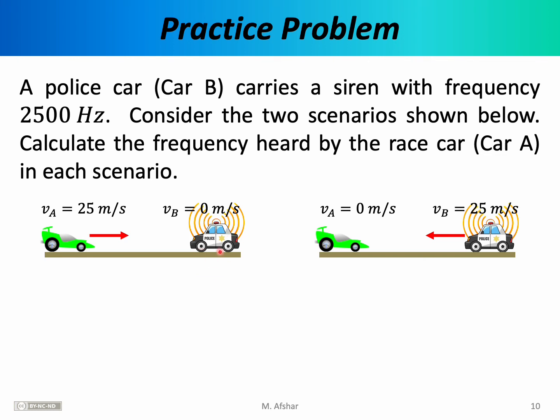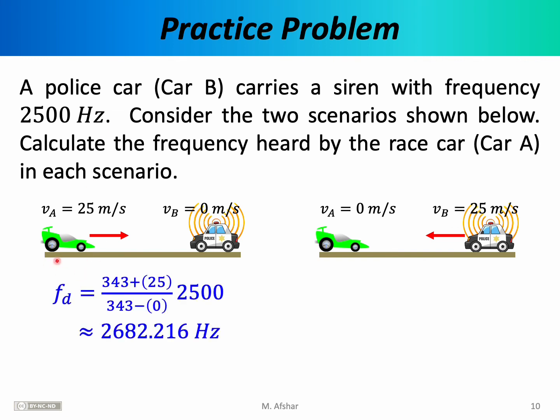So the police officers in the police car would hear a frequency of 2,500 Hertz, but what does car A hear? We can use the Doppler formula to answer this question. The source frequency is 2,500. The speed of sound, the normal speed of sound, is 343 meters per second. The speed of the detector is 25. Notice it's plus 25. So what's in the parentheses is a positive number because car A is moving towards car B. And of course, the speed of the source is 0 because the source is not moving.